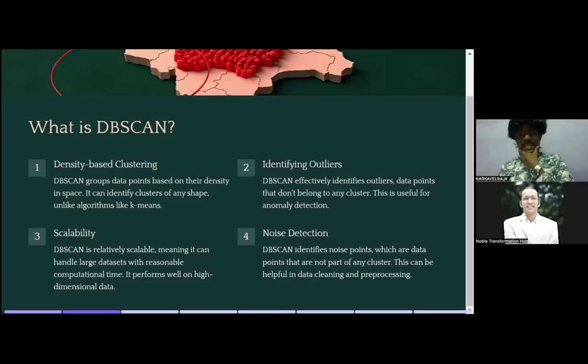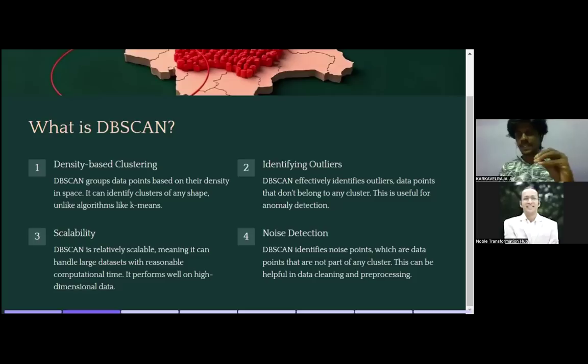Okay. Next, scalability. DBSCAN is relatively scalable, meaning it can handle a large data set with reasonable computational time. It performs well on high-dimensional data. Yeah, sure. Simple technique, guys. That's the reason it is very scalable. You can have any number of huge data sets. The record count can be 1 lakh, 2 lakh, anything, because it has a simple strategy.